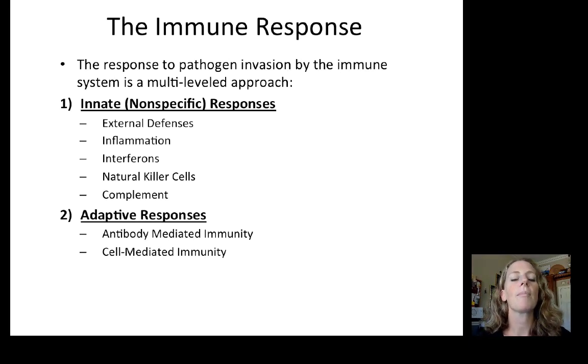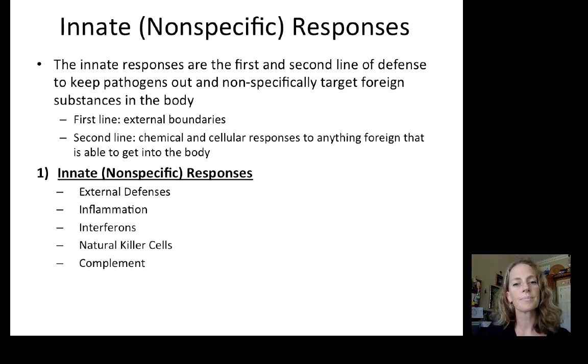So we're going to talk about several different aspects of the immune response, starting with the innate or nonspecific defenses. Then we'll move into the adaptive defenses to get a full multi-leveled approach to the immune system. So let's start with the innate responses. The innate or nonspecific responses are the first and second lines of defense to keep pathogens out of the body.